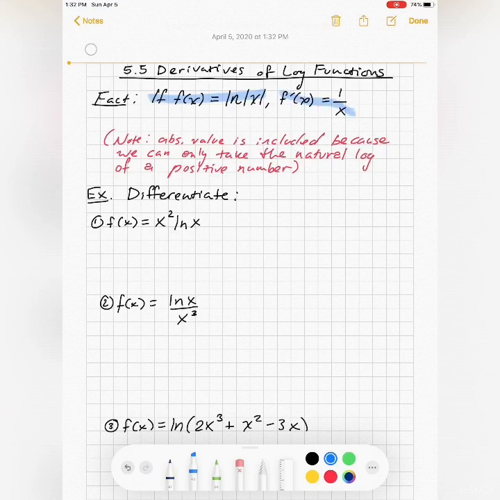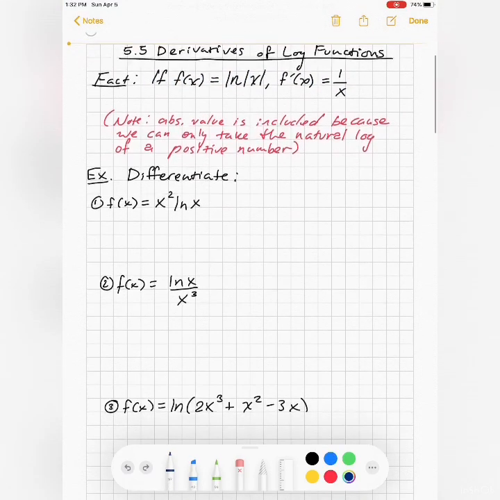Now we have to include the absolute value bars here because, if you remember from previous sections, we can only take the logarithm or the natural logarithm of a positive number. So let's take a look at a couple of the examples here.